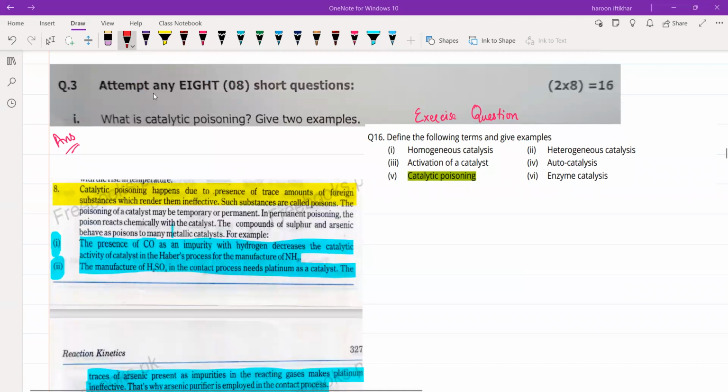Okay, now we have question 3, any 8 questions from this portion as well. So what is catalytic poisoning? Give two examples. It is actually question 16 in your book, which is an exercise question. And what you can see, catalytic poisoning happens due to the presence of trace amounts of foreign substance that can influence the activity of a catalyst.